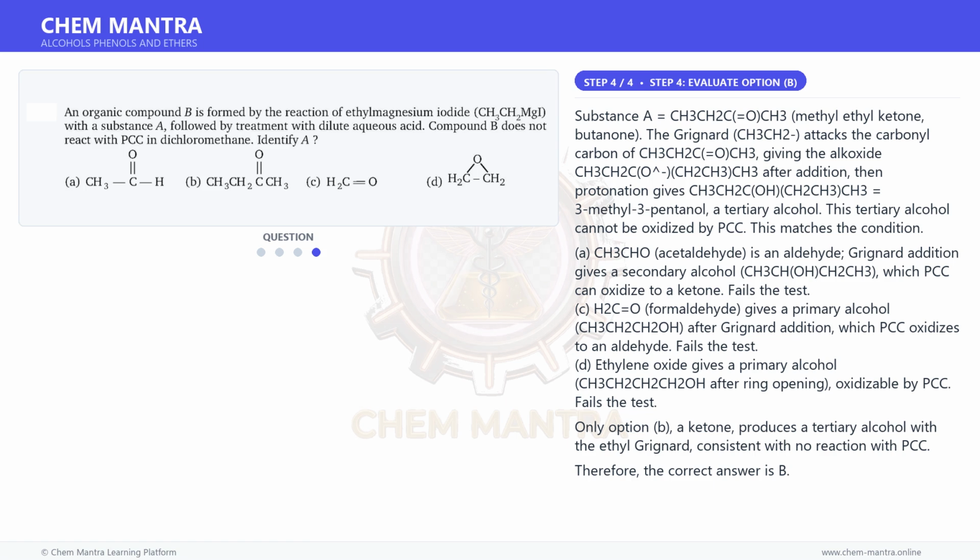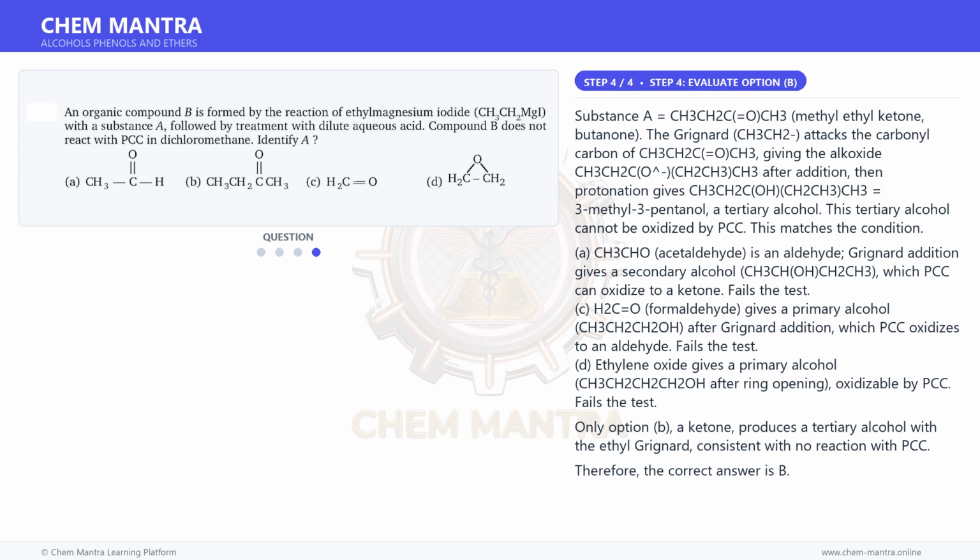The Grignard, CH3CH2, attacks the carbonyl carbon of CH3CH2C=O, CH3, giving the alkoxide CH3CH2C(O-)(CH2CH3)CH3 after addition, then protonation gives CH3CH2C(OH)(CH2CH3)CH3, 3-methyl-3-pentanol, a tertiary alcohol. This tertiary alcohol cannot be oxidized by PCC. This matches the condition.